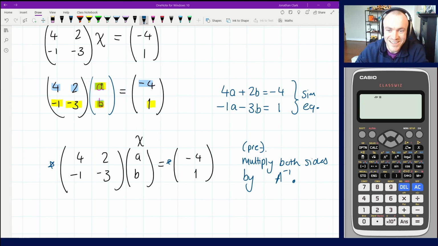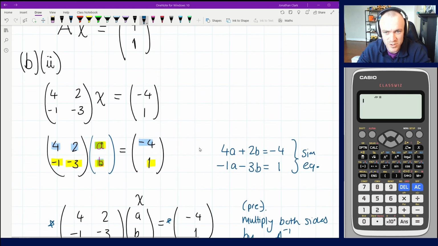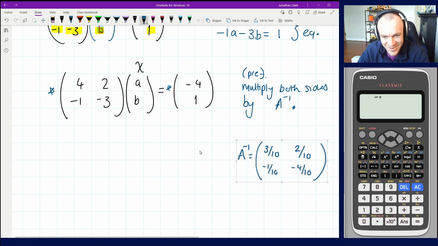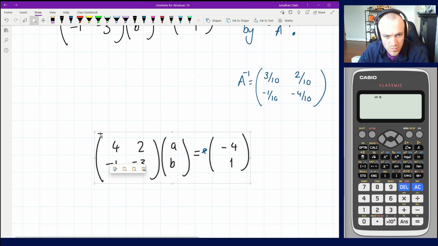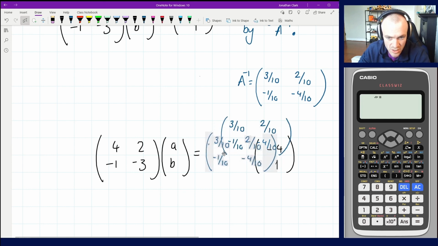Okay, the dog's gone. So I'm going to put A inverse on both sides of this equation. So A inverse was up here. There we go. So I'm going to take this matrix and put it on both sides of this equation. Make a bit more space. In the same way as I can multiply both sides of an equation by a number, I can do that with a matrix as well.